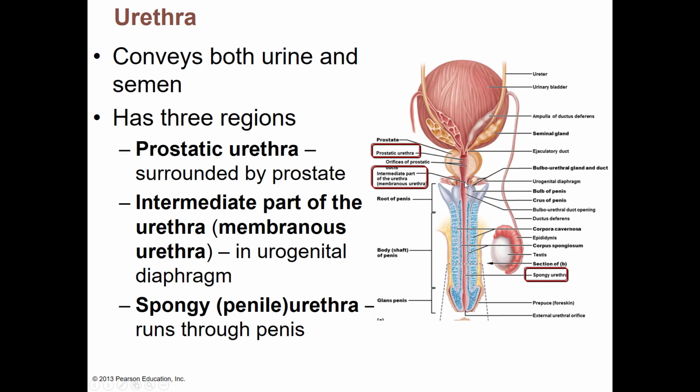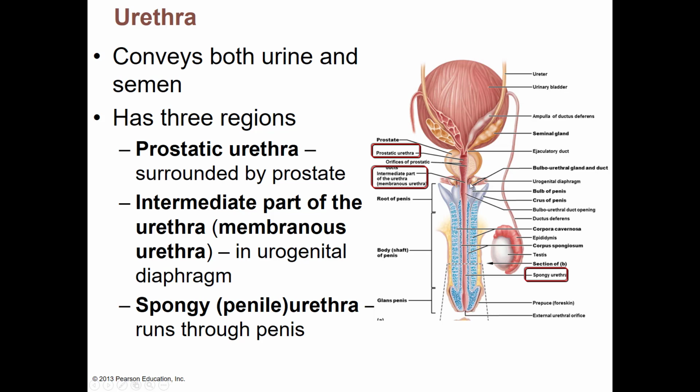And then you have the spongy or penile urethra. Called two things. I don't care which one. This book likes to call it spongy. Other books call it the penile urethra. Again, it's the urethra that goes through the penis. It's also called spongy because it's surrounded by the corpus spongiosum tissue.